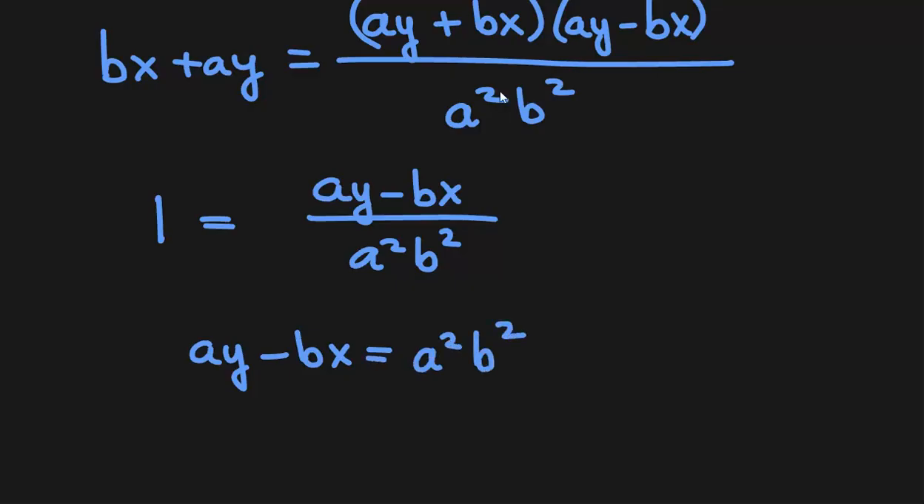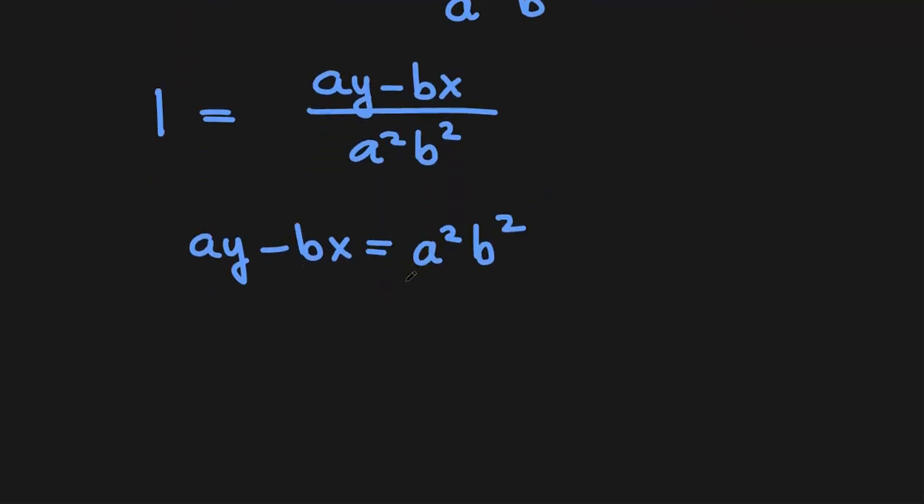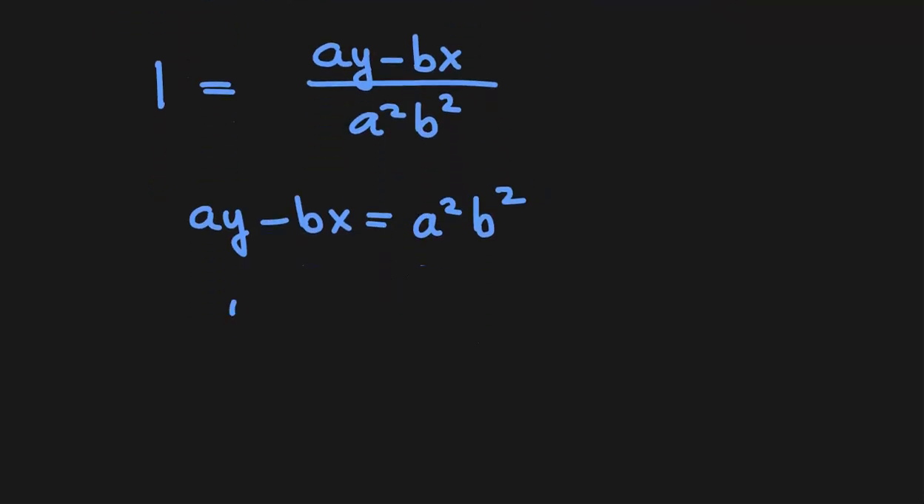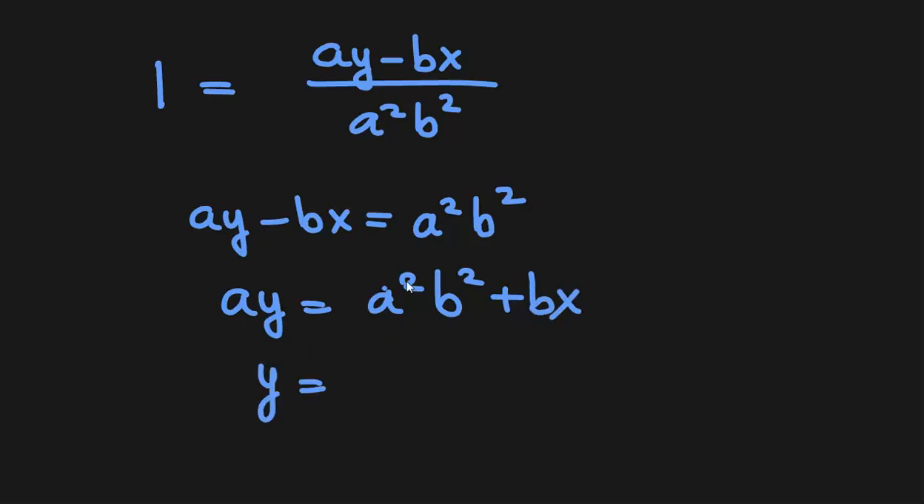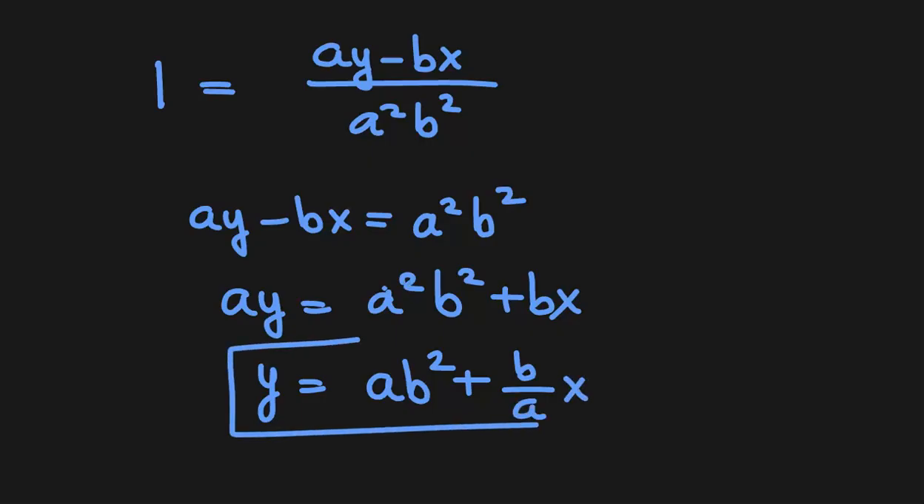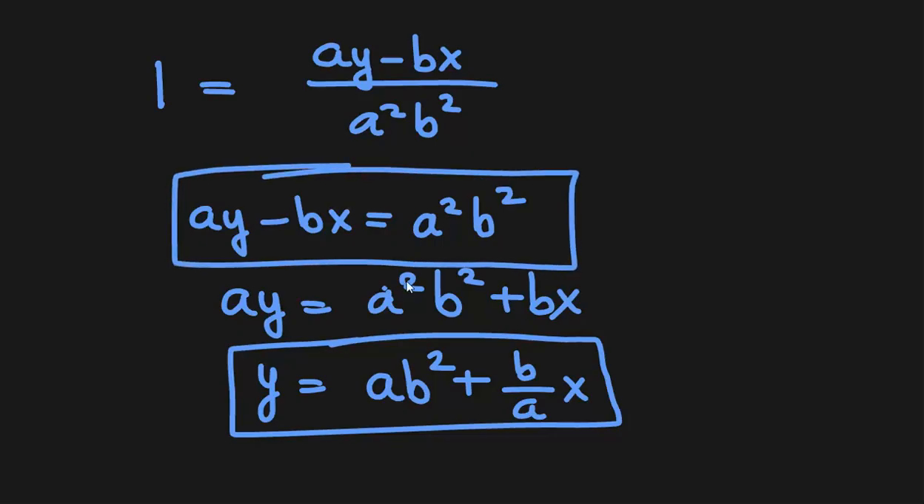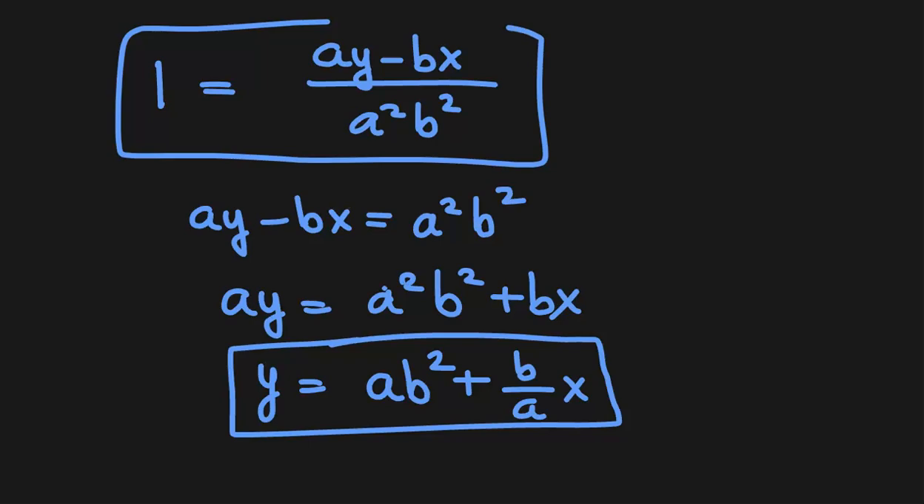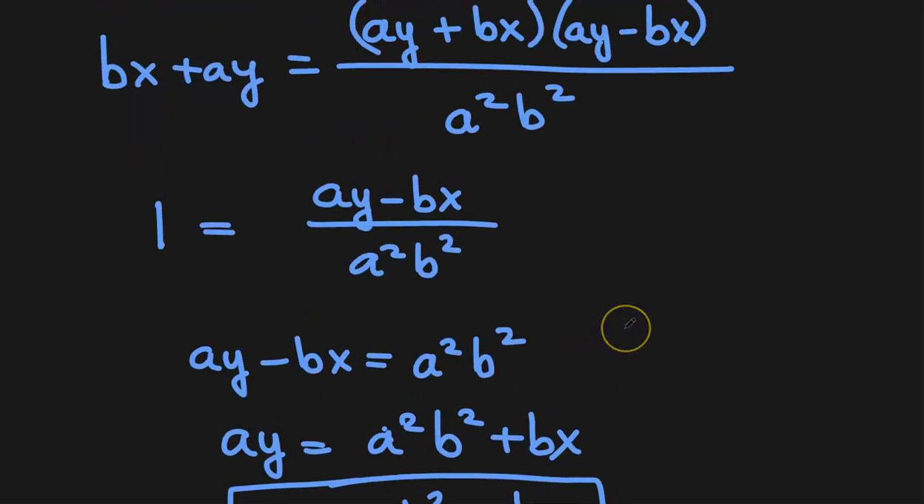Now you can try to solve for this explicitly in y, and let's actually go ahead and try that. So we're going to add bx to both sides. So ay is equal to a squared b squared plus bx, and then we divide everything through by a, which gives us y is equal to, dividing a squared b squared by a just gives us ab squared, and then b over a x, and with that we are done. Actually, you don't even need to go this far. You could have stopped over here, that would have been fine. You could have also stopped over here. The main thing to do is just making sure you know how to do the algebra, right?